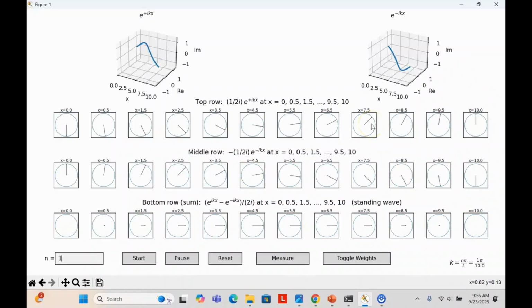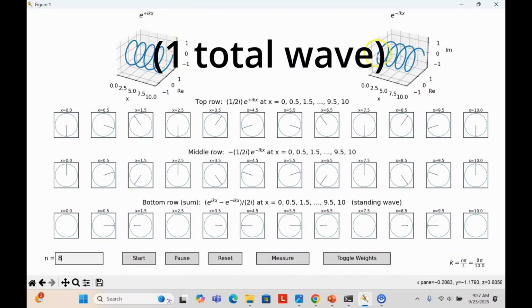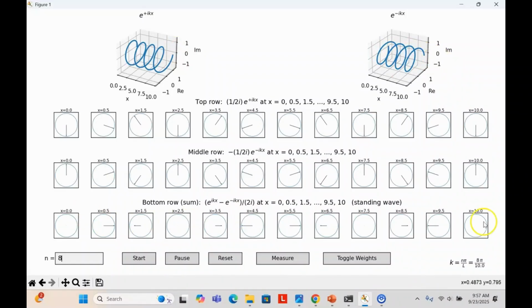The important idea is that by superimposing, or adding, a plus k and a minus k wave, we create a standing wave with a probability pattern. I changed n to 8. Now there are 8 waves here and 8 waves here, and we have this probability distribution, where there's 0 probability of finding the particle here, and a maximum probability of finding the particle here. 0 probability here and a maximum probability here, and so on. So as you change n, the standing wave develops new nodes and antinodes, and the probability density shifts accordingly.